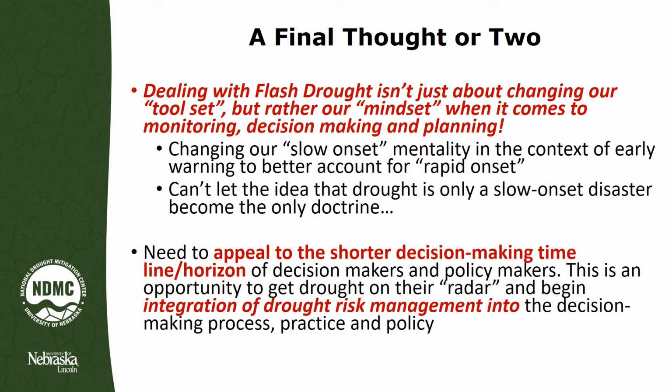Finally, to me, dealing with flash drought isn't just about changing all of our tools in our tool set, but rather our mindset, particularly when it comes to monitoring, decision making, and planning. We have to change it from a slow onset only to consideration for rapid onset events. As slow onset disasters, when it comes to drought, we don't want that to become our only doctrine. And hopefully, by doing so, we can appeal to the shorter decision timelines that resource managers, decision makers, and policymakers have. They're not always going to be looking out at the multi-year time frame. And this flash drought concept is a way to get it on their radar and begin the integration of drought risk management into the decision-making process, practice, and policy.